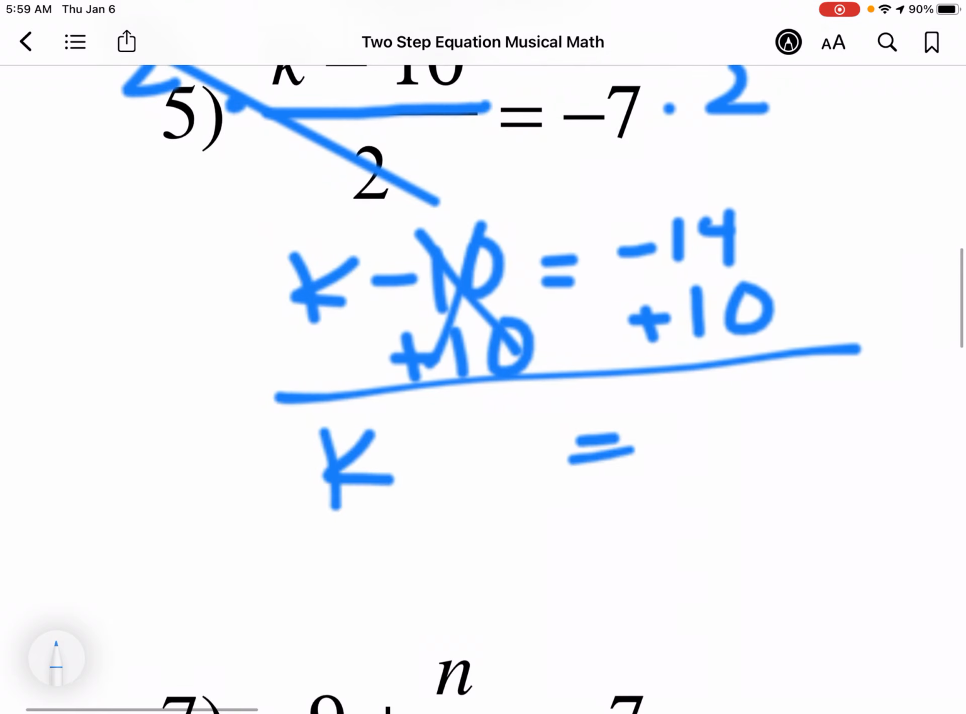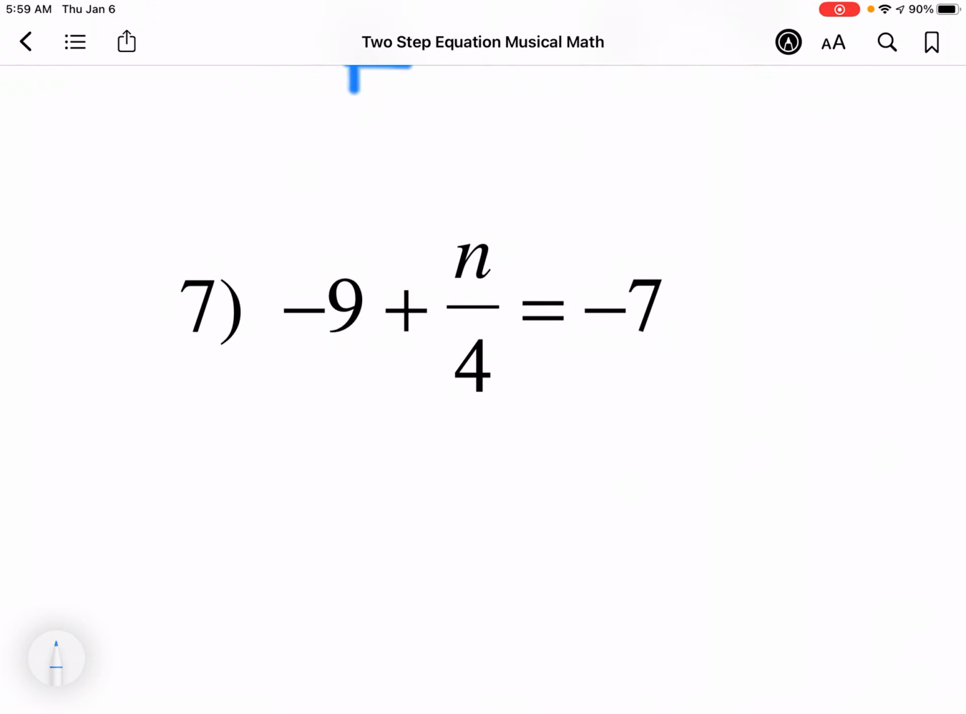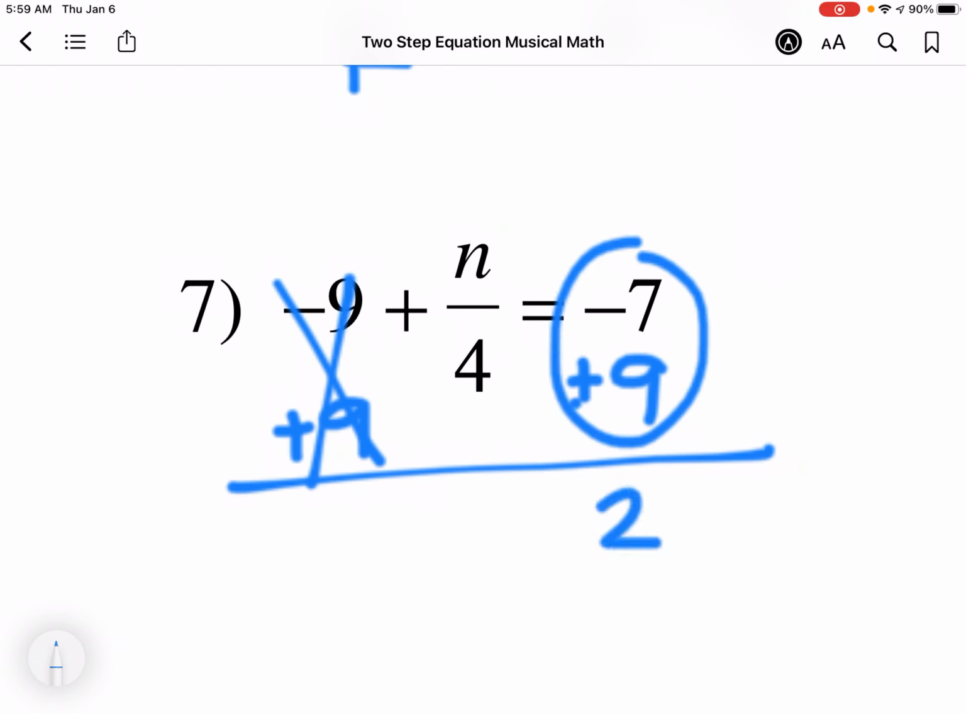So this one's a little bit different. Signs are different, so I subtract. Okay, this one goes back to the regular way. I'm getting rid of my constant first. So my signs are different, so I subtract. And I take the sign of the larger absolute value.